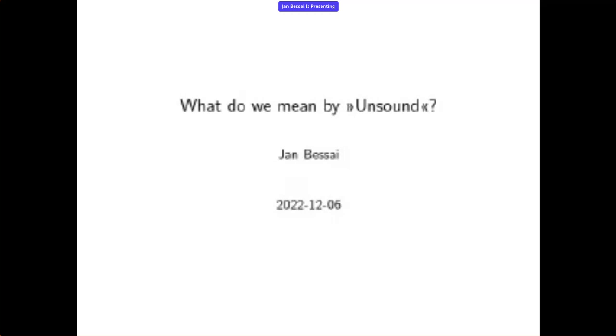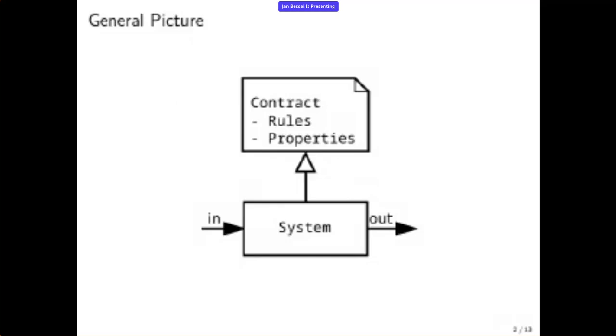Today, I want to talk a bit about what we actually mean by unsound. This is meant to be an introduction to the concepts and the theoretical foundations, a bit of theory. What is unsoundness in software verification? So let's start right ahead.